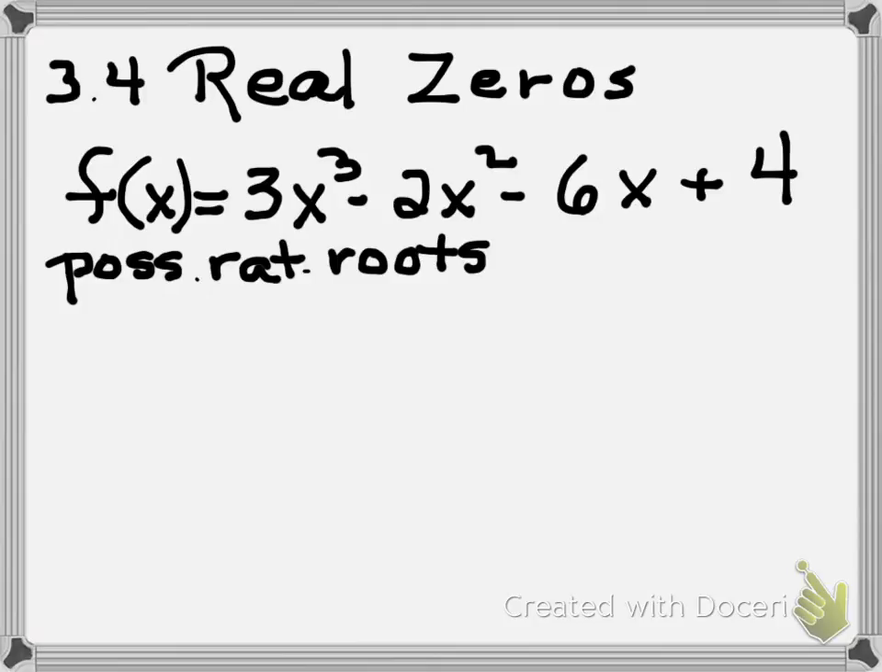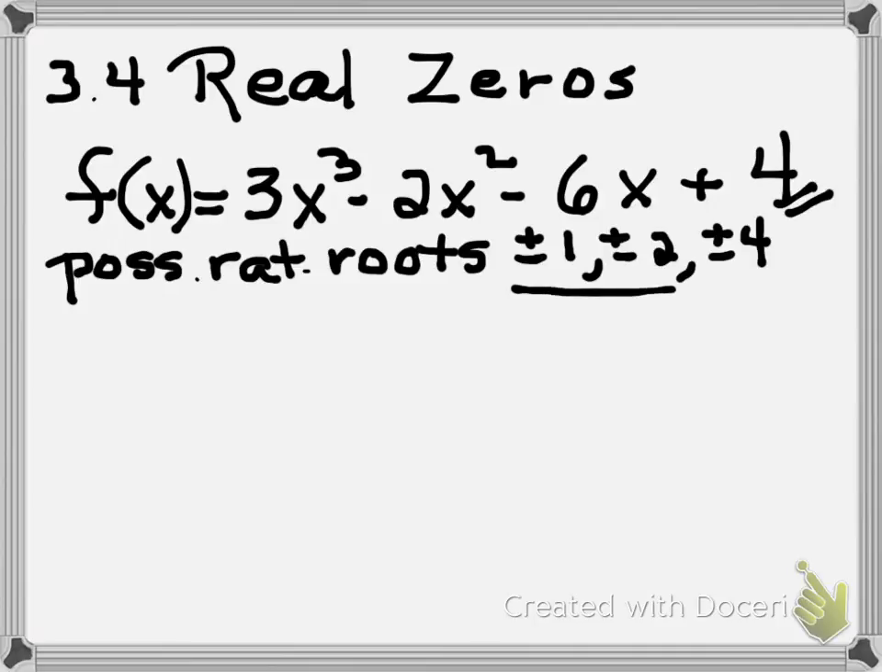So what we're going to do is take the constant, and I want all of the factors, rational factors, of 4. So we can get positive and negative 1, positive and negative 2, positive and negative 4, the factors of the constant. Then I want to look at the factors of the coefficient of the leading term, the degree 3. And we have positive and negative 1, positive and negative 3.